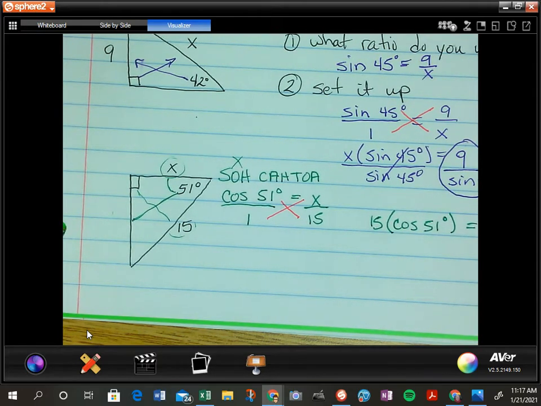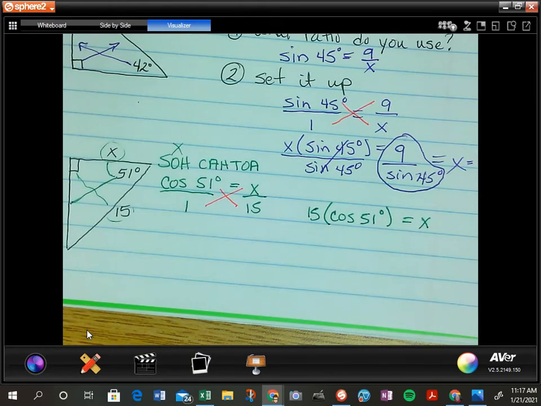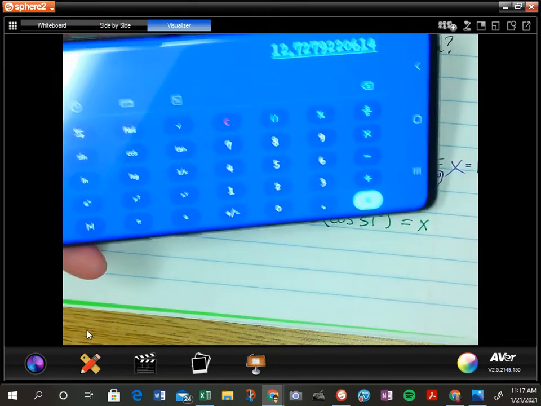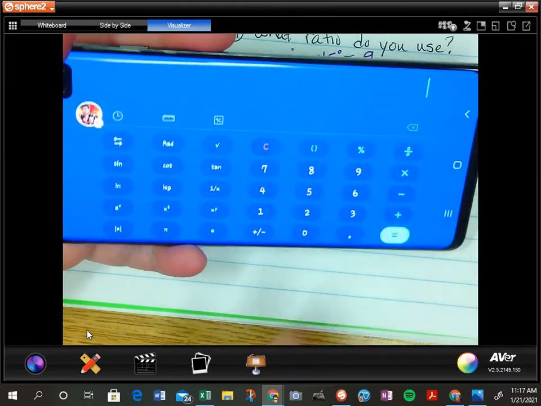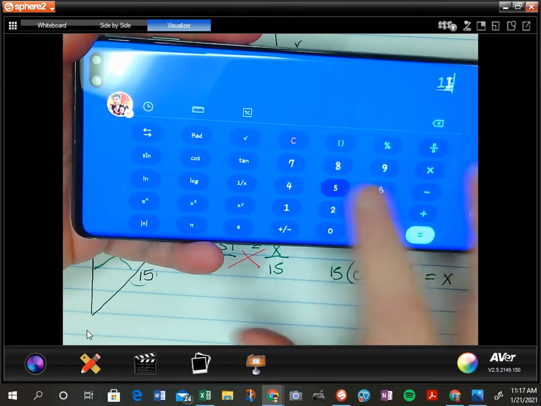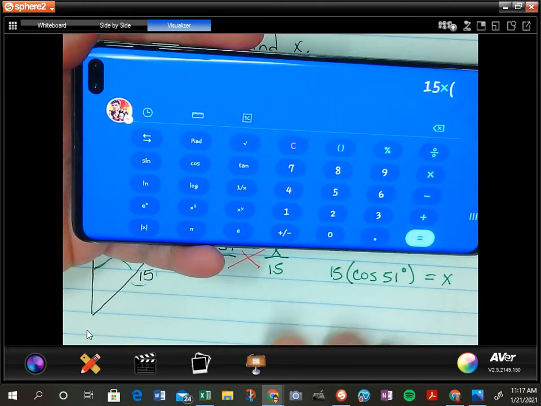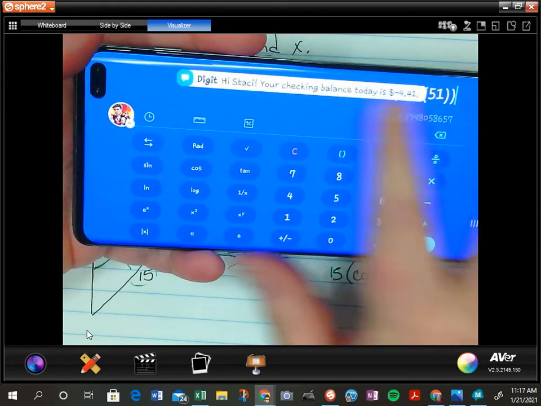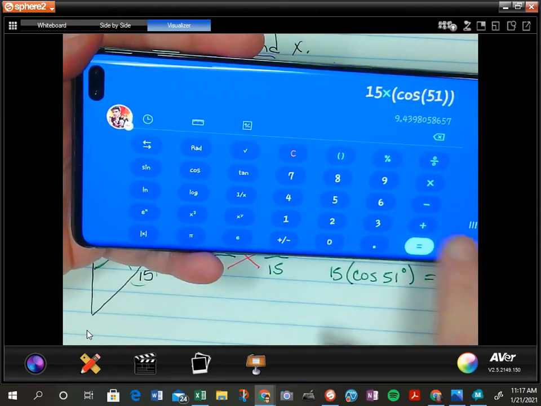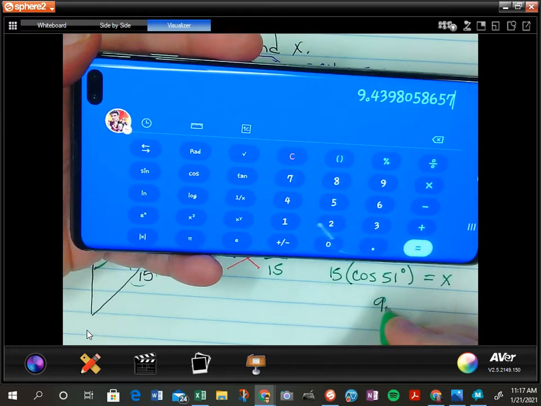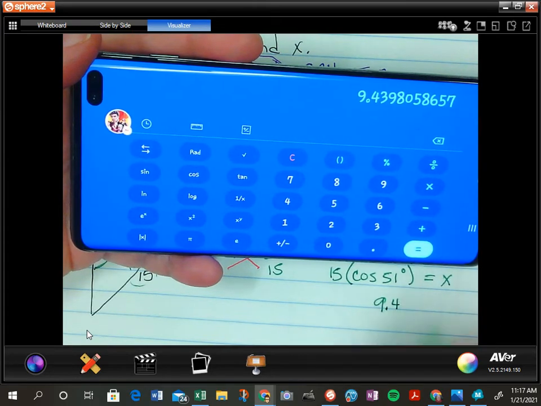Sometimes it just depends on where you're at, whether you're going to multiply or you're going to divide. So clear out what you've got in your calculator. And we're going to type in 15 parentheses cosine 51 parentheses and enter. I get 9.4 and I'm going to leave it at that.